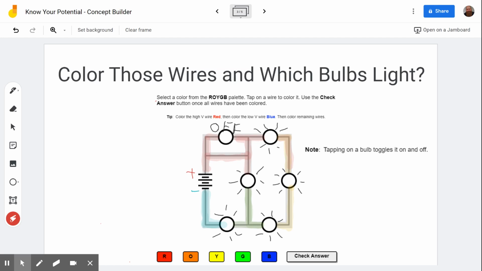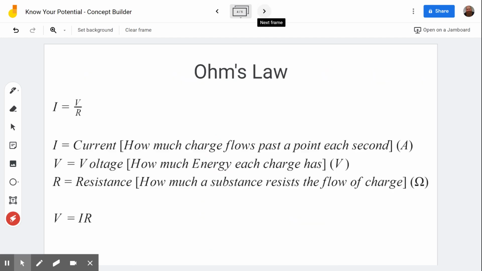The next level, we need to take a look at Ohm's Law. In Ohm's Law, we see the three variables that we've been looking at all connected in one equation. We see the current, which is I, which is how much charge flows past a point each second, measured in amps or amperes. We see the voltage. Voltage is how much energy each charge has. That's what we're learning today, measured in volts. Sometimes you will see that as a lowercase v.